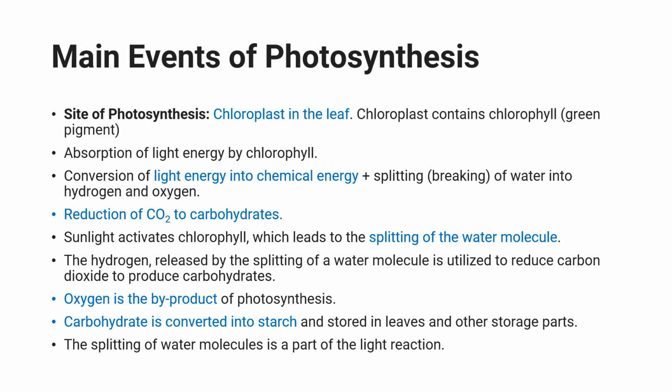Sunlight activates chlorophyll, which leads to the splitting of the water molecule. The hydrogen released by splitting of the water molecule is utilized to reduce carbon dioxide and to produce carbohydrates. Oxygen is the byproduct of photosynthesis. Carbohydrate is converted into starch and stored in leaves and other storage parts. The splitting of the water molecule is a part of the light reaction.